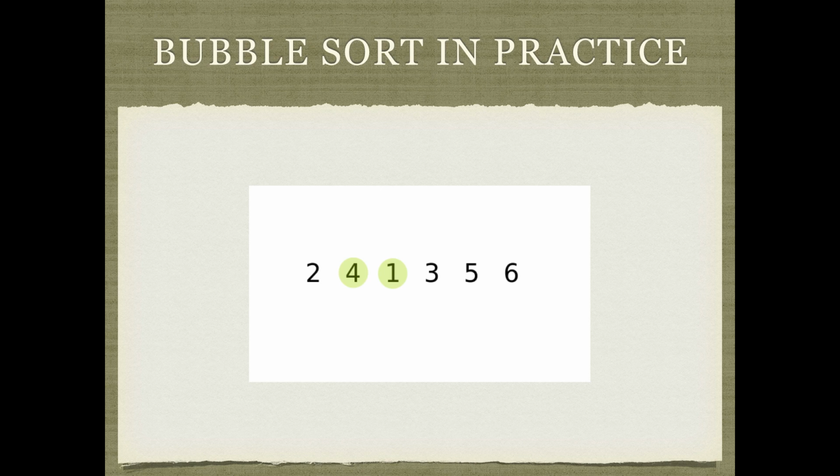2 is less than 4, no swap. 4 is greater than 1. 4 is greater than 3. But it's less than 5 and 6. 2 is greater than 1. But it's less than 3. And there you go. That's your completed sort.